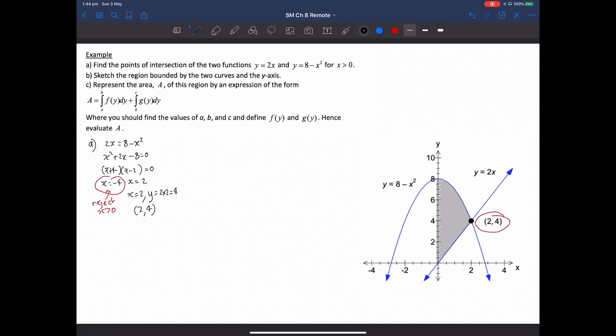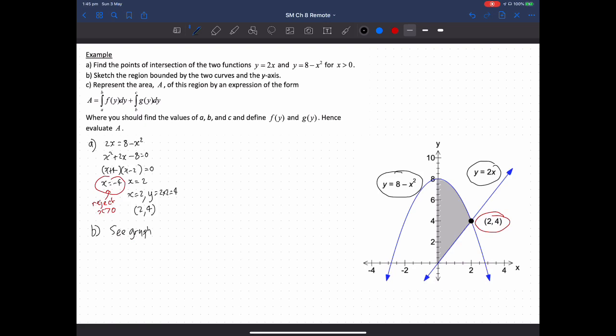Part B of the question says to us, sketch the region bounded by the two curves. So obviously I have put in the graph already. In there, you can see that we have y equals 2x, and you can see that we have y equals 8 minus x squared. So I'm just going to write the graph.